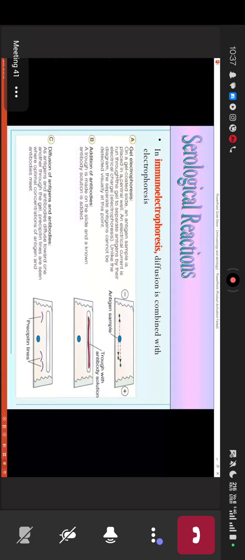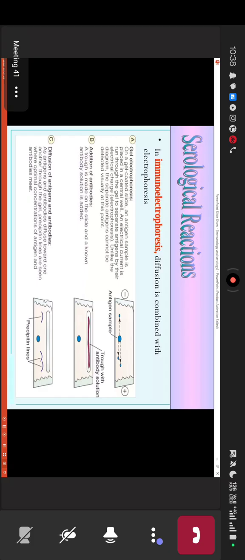Gel electrophoresis. On a gel-coated slide, an antigen sample is placed in the central well. So this is your central well and the antigen sample is placed. Now electric current is introduced and run through the gel to separate the antigens by their electrical charge. Unlike in the diagram, the separated antigens cannot be detected visually at that point, right? Now addition of the antibodies. These are your antibodies. So we add antibodies to that plate. Now these antibodies are already known. Known antibodies are added as the antigen is unknown.